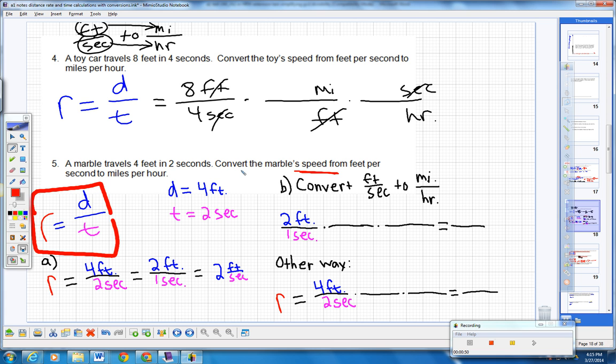However, I didn't tell you to convert the marble speed from feet per second to miles per hour. We're going from feet per second to miles per hour. Please excuse my handwriting there. My handwriting with this tablet is not the best. It's kind of sticky.